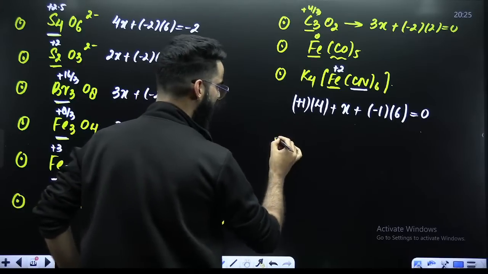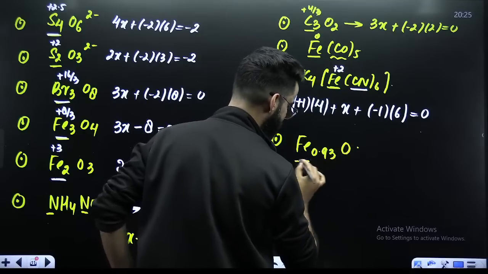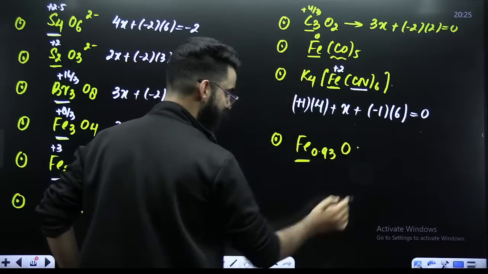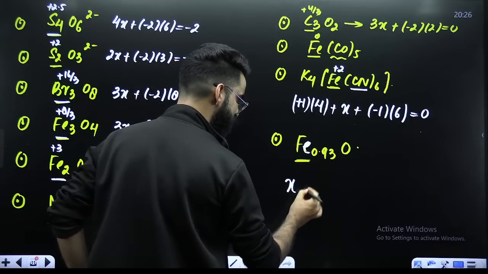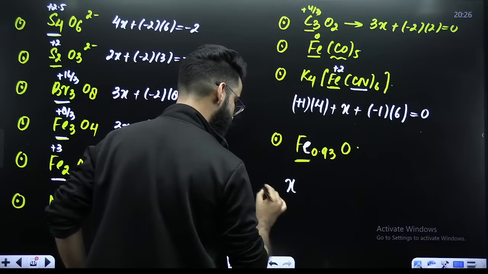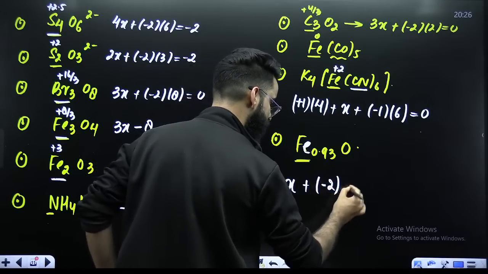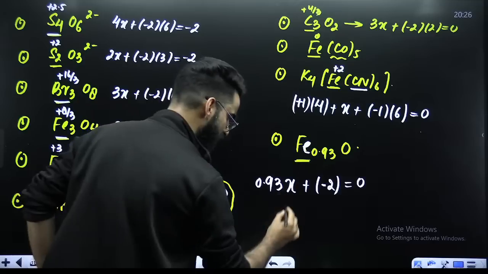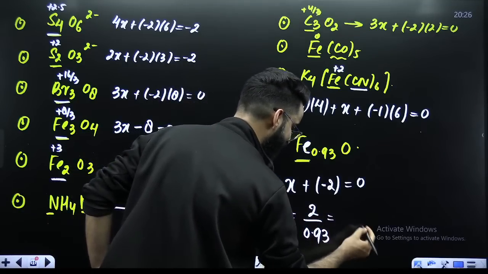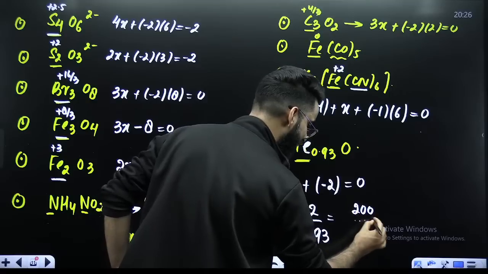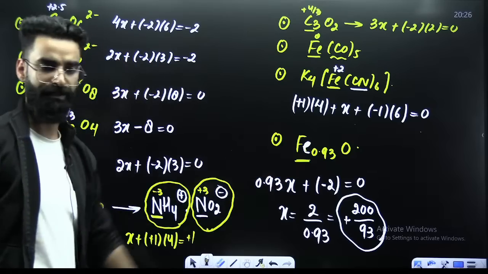Right? Similarly, for example, you have got something like this, Fe 0.93 O. And I want you guys to calculate the oxidation state of iron. Let the oxidation state of iron here be X. X multiplied by what? 0.93. So it's going to be 0.93X plus oxygen is going to show -2. The net charge is 0. When you solve this, you'll be getting the value of X as 2 divided by 0.93, or you can write it directly as 200 divided by 93 with the sign plus over here. So this is the oxidation state of iron in case of this particular compound.